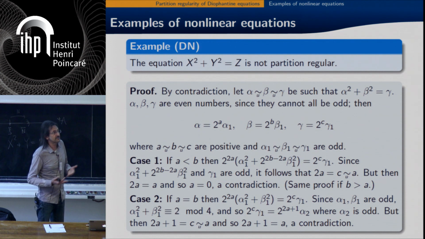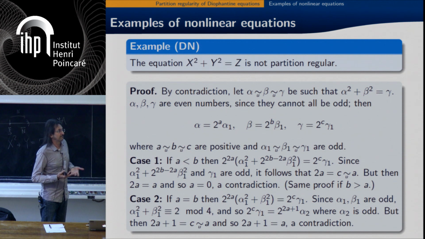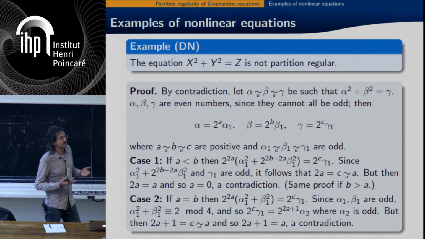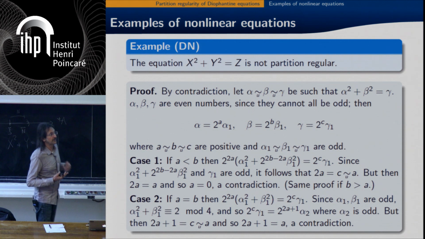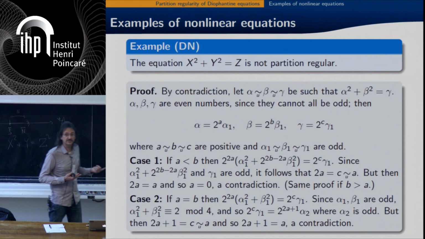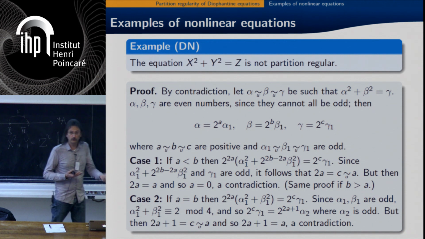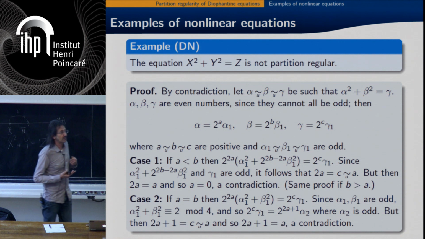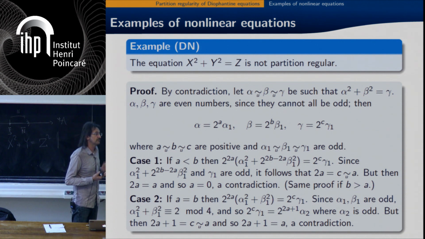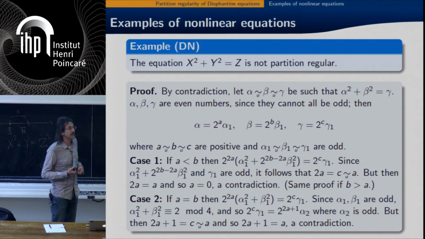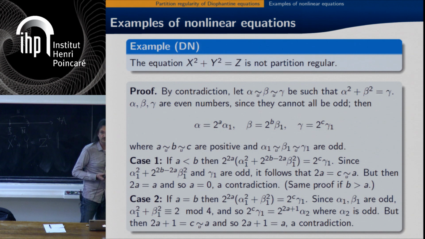And case 2 is similar. It uses a very easy trick. If A is equal to B, since we have that equality, and since alpha 1 and beta 1 are odd, the sum of their squares is congruent to 2 modulo 4. This means that we can factor out one more exponent of 2. And similarly as above, we have that 2 times A plus 1 is the same as C, which is in turn equivalent to A. And this means we also get in this way a contradiction.